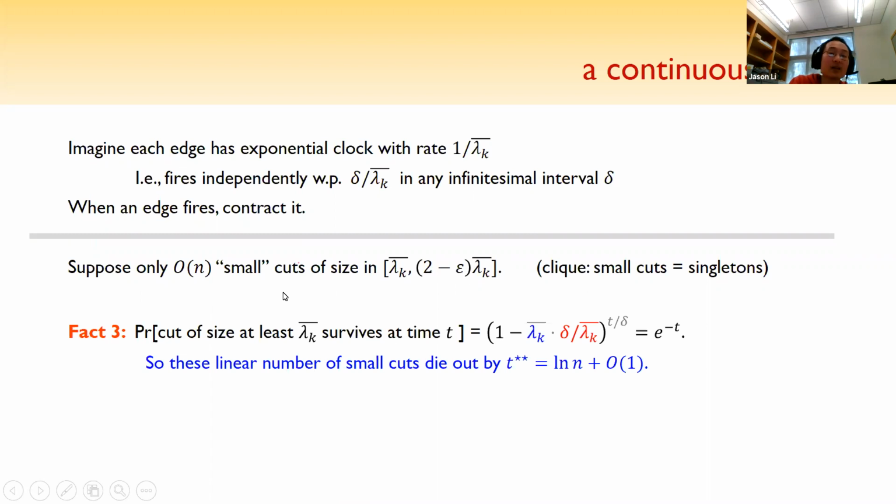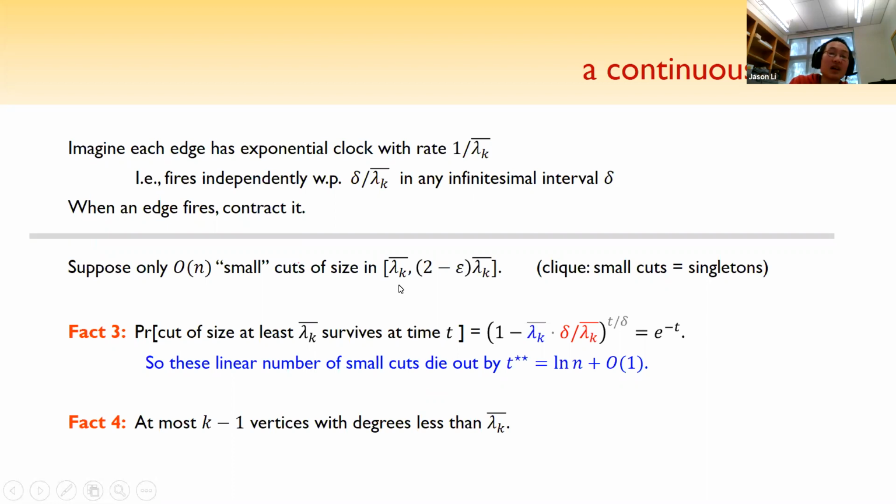So now, let's fix one of these small cuts. What is the probability that it survives by time t? That is this expression right here, which ends up being e to the minus t. Now there are n such small cuts. So by linearity of expectation, the number of cuts that survive by time t is roughly n times e to the minus t. Now if we set t to be roughly ln n, then n times e to the minus t is 1. So essentially we expect these small cuts to all be contracted by time roughly ln n. Now ln n is less than 2 ln n, and that's where we're getting an improvement.